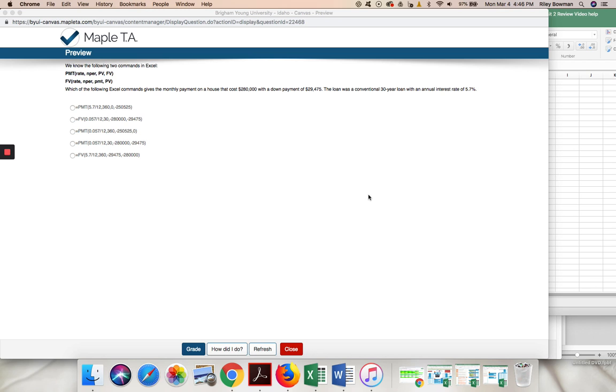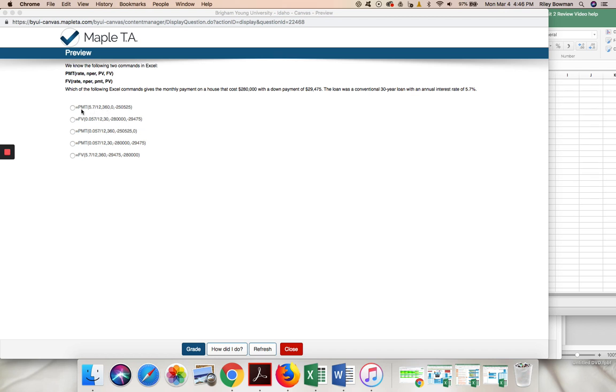Which of the following Excel commands gives the monthly payment on the house that costs $280,000 with a down payment of $29,475? The loan was a conventional 30-year loan with an annual interest rate of 5.7. So the first thing I'm going to do is walk through each of these and then show you what I would have done to find it myself.